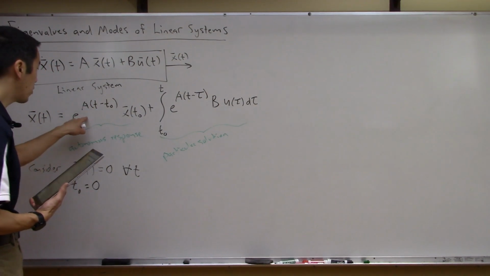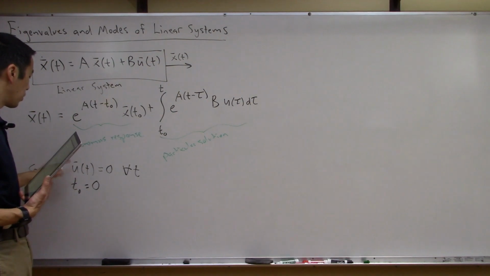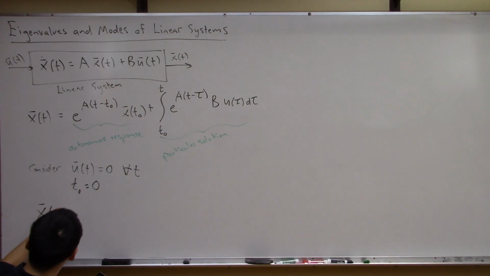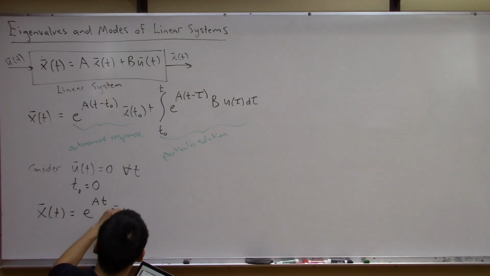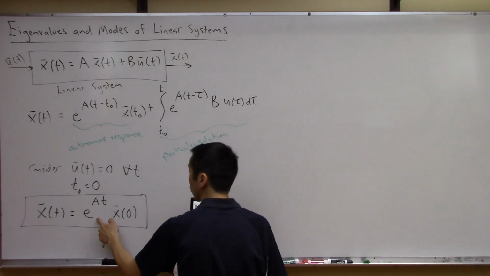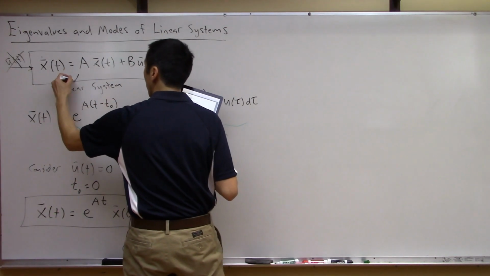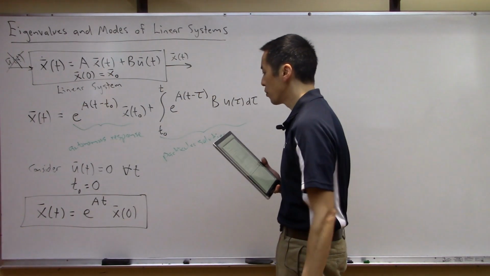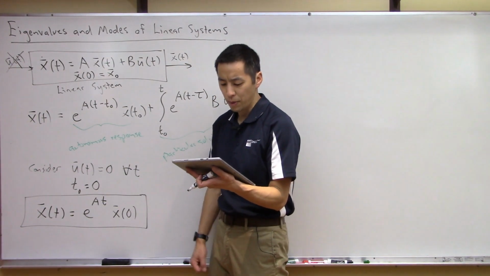In that case, the response of this system to no external inputs and only initial conditions is that x of t is equal to just the matrix exponential e to the At times your initial condition. This is how the system is going to respond if you have no inputs, but your initial condition is non-zero. It's some value. So as you can see, it all hinges on this matrix exponential.